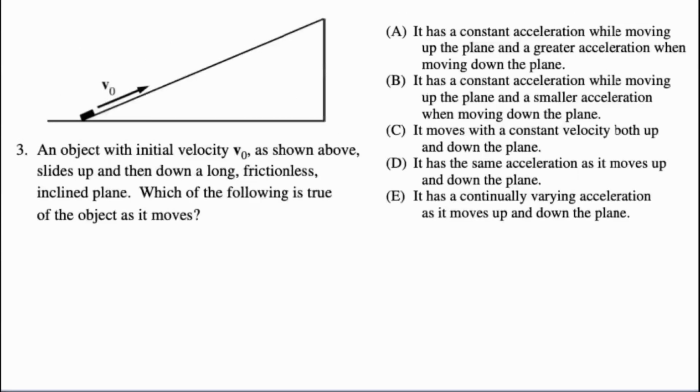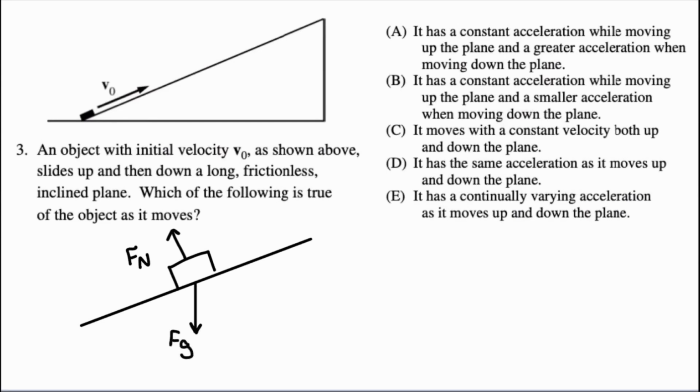Now we have question 3. An object with initial velocity v0 as shown above slides up and then down a long frictionless inclined plane. Which of the following is true of the object as it moves? I wanted to draw just a quick free body diagram of this. We have the normal force that points perpendicular to the surface and the gravitational force, which always points downward. When we really think about it, the thing that causes this object to slow down as it goes up the ramp and then speed up when it goes down the ramp is gravity. Gravity is responsible for the motion of this object.